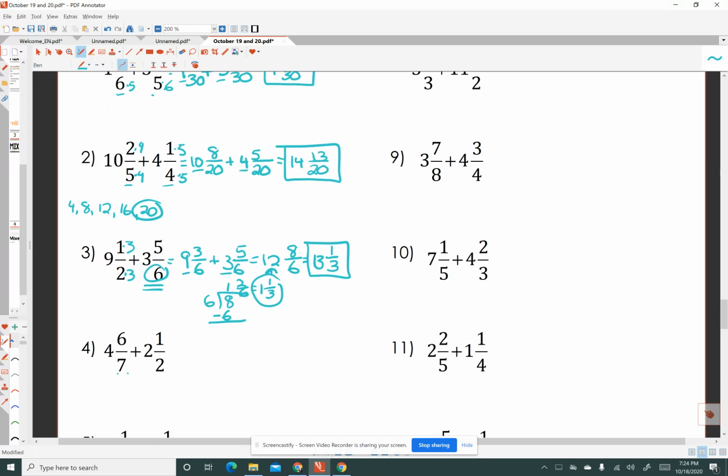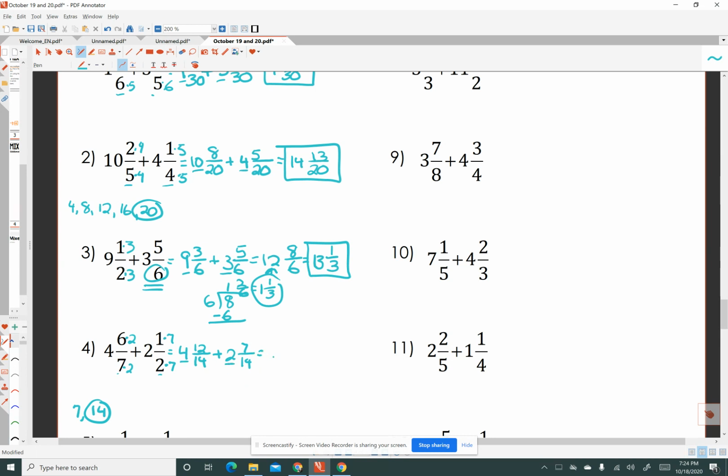Okay, here we have a 7 and a 2. Well, what are the multiples of 7? 7, 14. Okay, I meant to say multiples of 7. And 14 is also a multiple of 2. So our new denominator will be 14. 4, and how many 14ths? Well, 7 times 2 is 14. 6 times 2 is 12. Plus, next fraction, 2, and how many 14ths? Well, 2 times 7 is 14. 1 times 7 is 7.